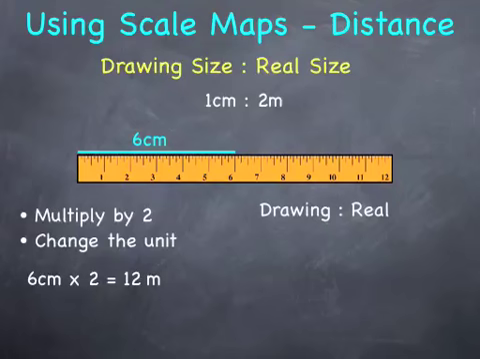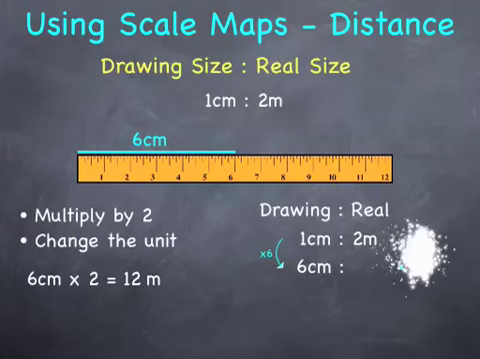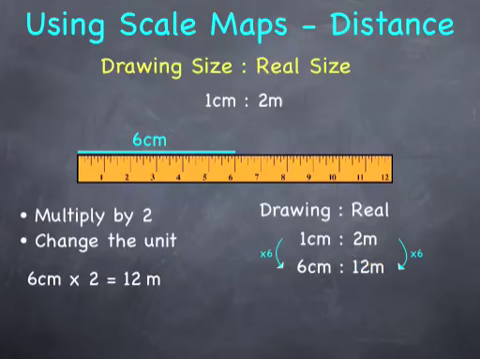Also, drawing to real, here's another way you could do it. 1 centimetre to 2 metres, that's our scale. And our line is 6 centimetres. So we've got 6 of those. We're timesing that side by 6, so we'll times the other side by 6 as well and get 12 metres. So you can do it either way there. You choose the one you'd like to do.